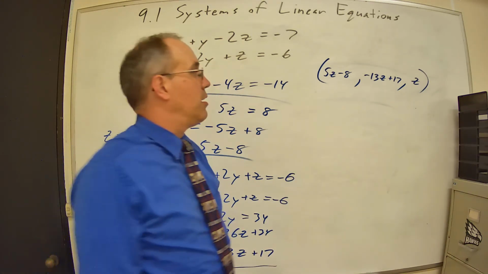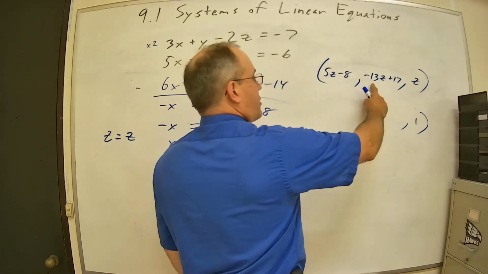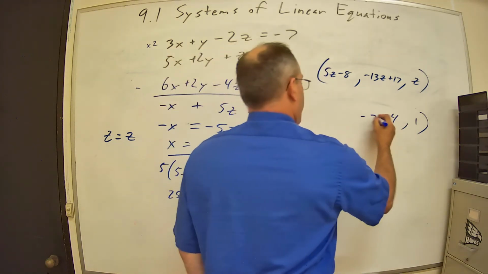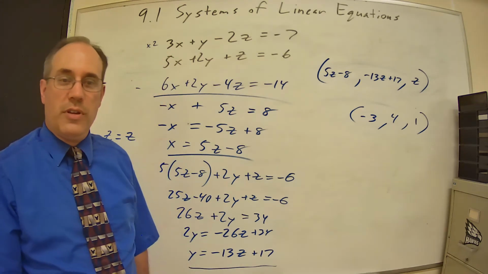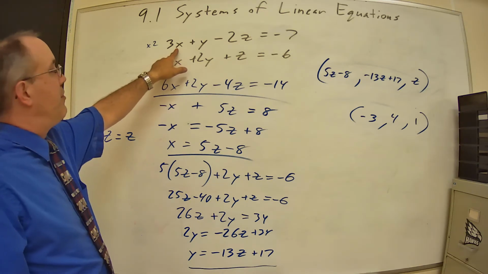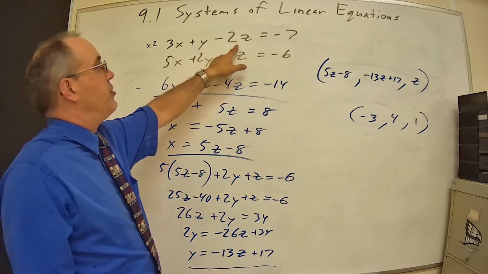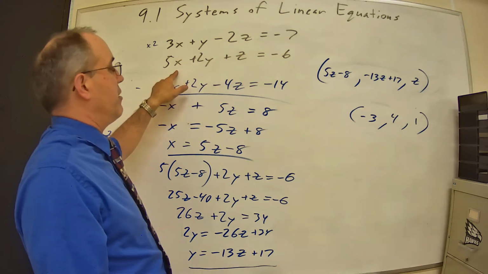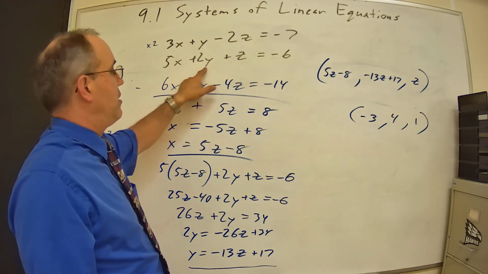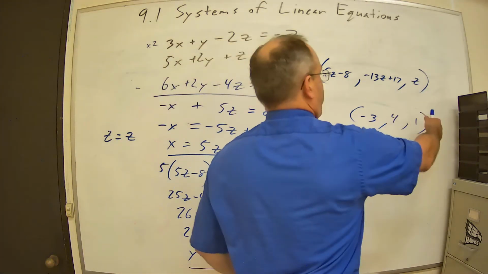So if z is equal to 1, then I have 1 for z. Negative 13 plus 17 is 4. 5 minus 8 is negative 3. So that's a solution to this system. And you can plug it in and see if that works. Negative 9 plus 4 is negative 5. Minus 2 is negative 7. Negative 15 plus 8 is negative 7. Plus 1 is negative 6. So that worked. And I can plug a different value in for z and get it.